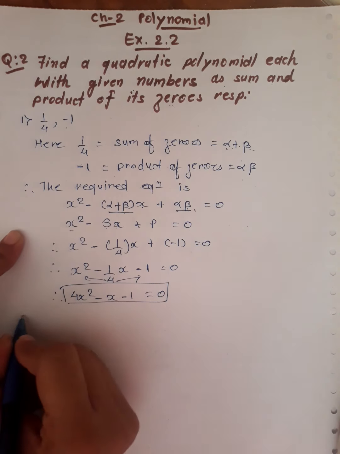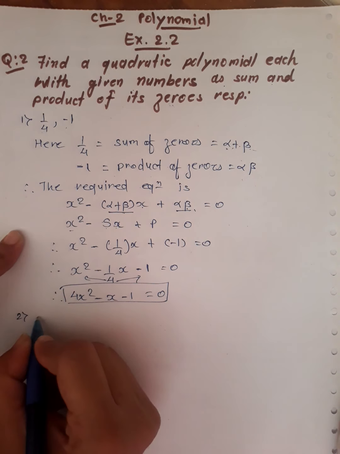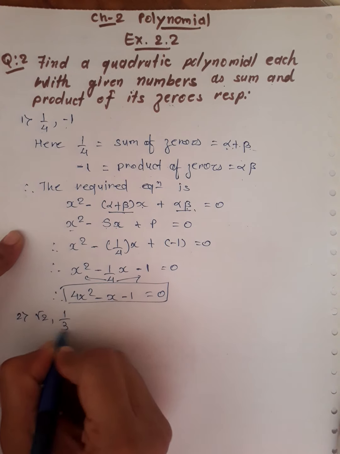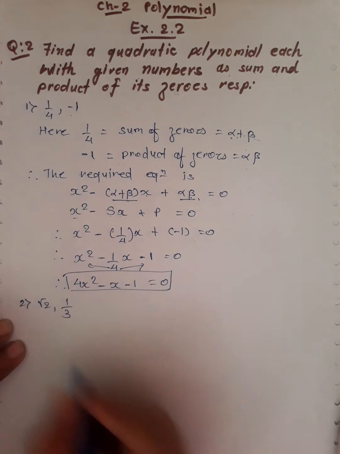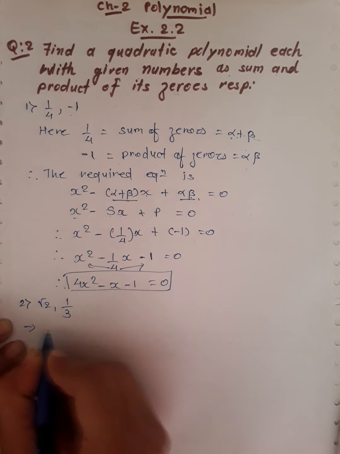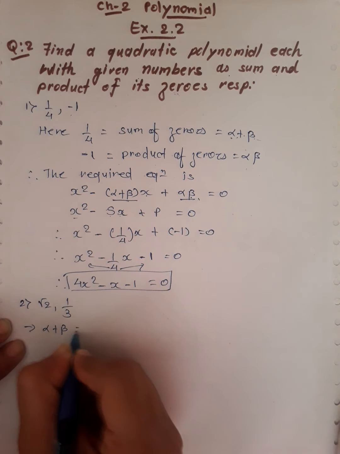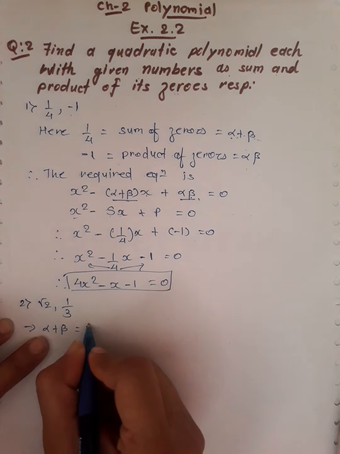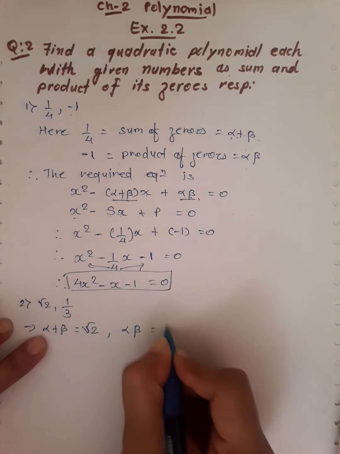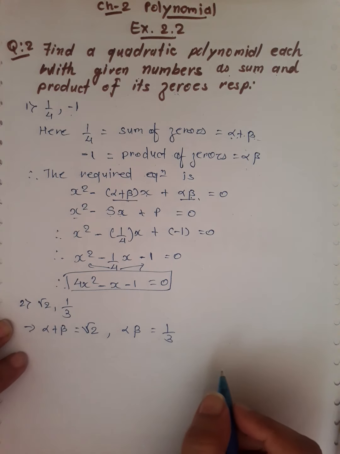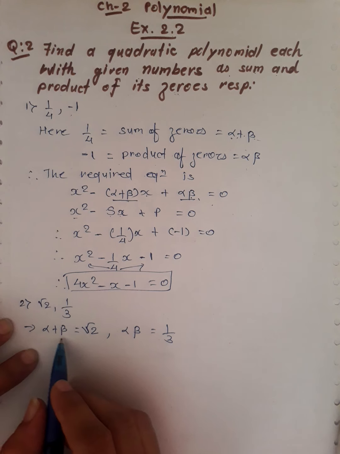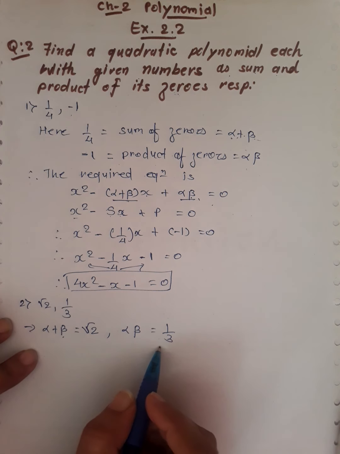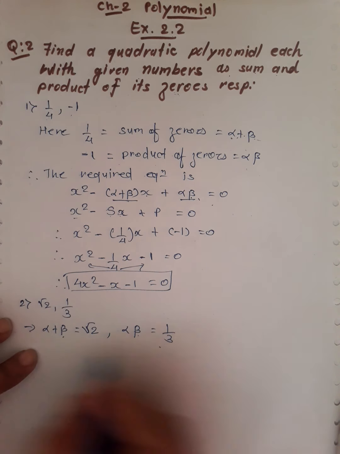That's it. Okay, second: root 2 and 1 by 3. The values given to you are root 2 and 1 by 3. So as we know, the sum of the zeros, given by alpha plus beta, is root 2 here, and the product of the zeros, alpha into beta, is equal to 1 by 3. You know all that. Now the required equation is this. You just need to put the values of the sum and the product of the zeros in the equation.